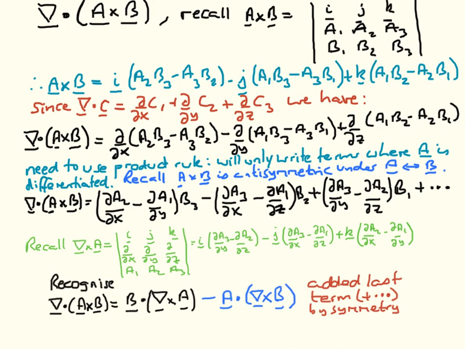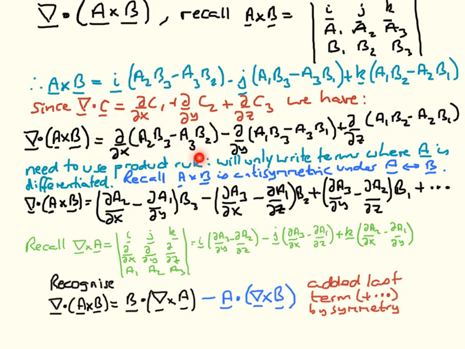So again, what did we do here? We looked at this in terms of the definition of the vector product, expanded it out. We're going to take the divergence, so we know how that works and how to differentiate things.